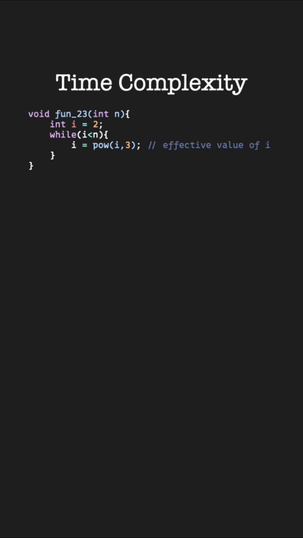Thereafter, we can conclude that the time complexity for this code snippet is the number of times the loop executes, which is k, or log log n. And we can express it as big O of log base 3 of log base 2 of n.